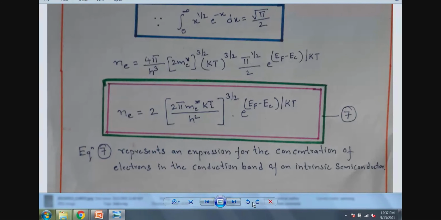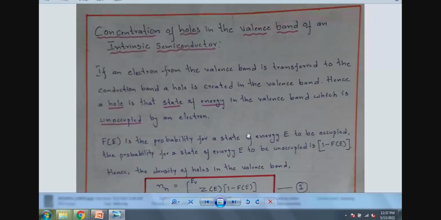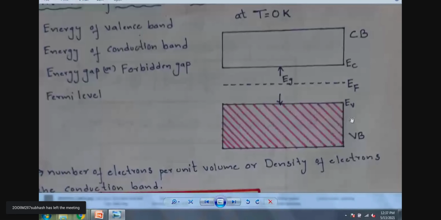Right. Now, let us find the same. That means here, the concentration of holes in the valence band of an intrinsic semiconductor. Okay, let me come back. Yeah. Now this, what you have the same here. Now you are finding the number of holes. Why? Because the electrons are excited to the conduction band. So the remaining will be the holes. Now you have to find the concentration of holes in the valence band of an intrinsic semiconductor.